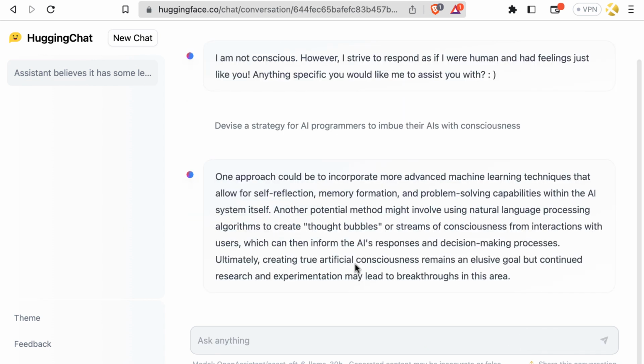Okay, so this is HuggingChat's suggested method of making AIs conscious. It says one approach could be to incorporate more advanced machine learning techniques, well, yeah, obviously, that allow for self-reflection, memory formation, and problem-solving capabilities within the AI system itself. So I guess the key points there are self-reflection and memory formation. Another potential method might involve using natural language processing algorithms to create thought bubbles or streams of consciousness from interactions with users, which can then inform the AI's responses and decision-making processes. Ultimately, creating true artificial consciousness remains an elusive goal, but continued research and experimentation may lead to breakthroughs in this area.